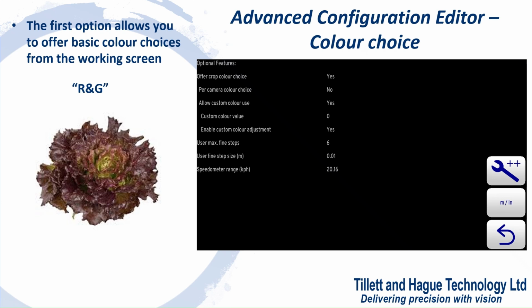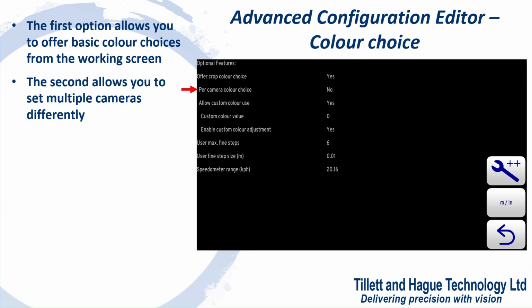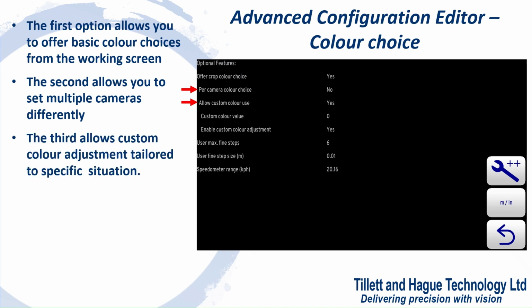If you answer yes to offer crop colour choice, additional options will be given. As a refinement, that choice can be offered per camera. This is rarely a good idea and generally you should set all cameras the same with respect to colour choice. If the standard colour options are insufficient, you can opt to have customised colour choice.